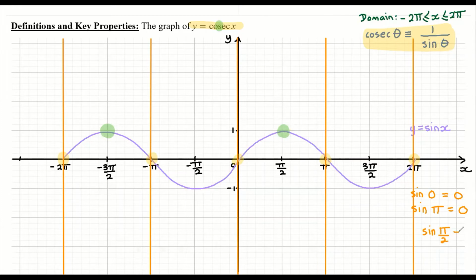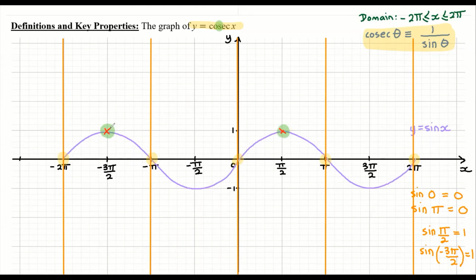Pi over 2 is 1. And the sine of negative 3 pi over 2 is also 1. So once again, these points are not going to change. They're going to coincide with the cosec graph. So I'm going to put little crosses there. Okay, at those points. So they're going to also feature on the cosec graph.